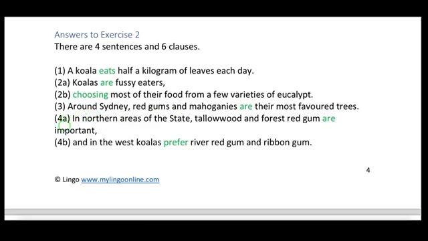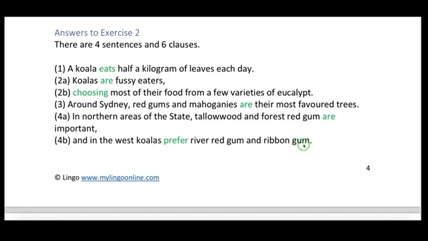In number 4, we have 2 clauses. We have tallow wood and forest red gum are important, so that's 1 clause. And in the West, koalas prefer, there's your second verb group. So 2 clauses in that sentence. I'm going to talk more about clauses and sentences in a future video, but this is really important just to introduce the idea now.